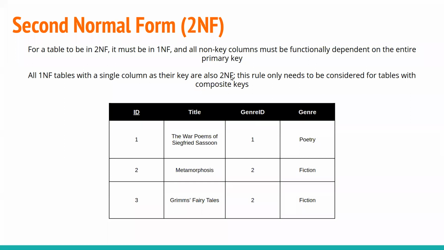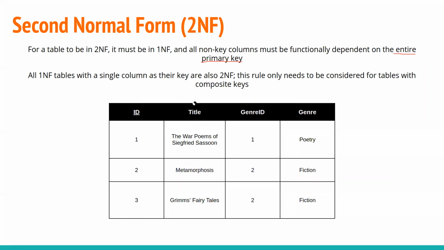So let's think about this for a little while. You can see all non-key columns must be functionally dependent on the entire primary key. You can see for this database, title is functionally dependent on ID. Genre ID is functionally dependent on ID. Genre is functionally dependent on ID. And ID is our entire primary key, because there's only one column in our primary key. So there you go.